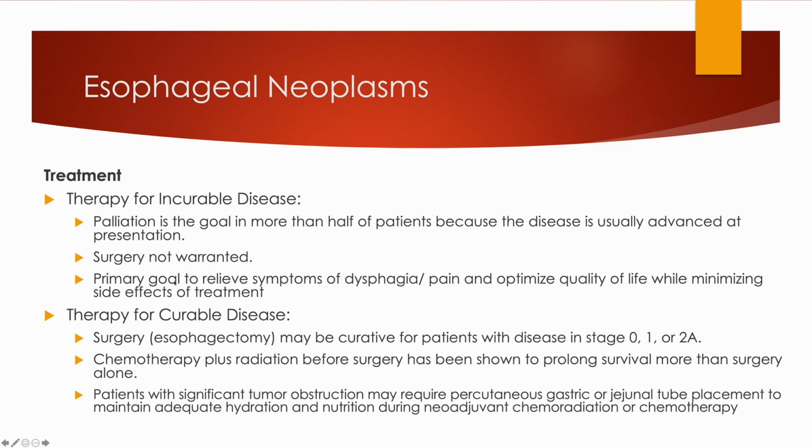Most of the time, I would say the majority of the time, palliation is the goal, because by the time the disease is detected, it's advanced at presentation. Can't do surgery on these, and primary goal is really just to relieve symptoms, improve the dysphagia pain, and optimize the quality of life while minimizing side effects of treatment. So sometimes these patients get some palliative chemo to reduce the size of the tumor, or they can get stents placed in the esophagus to help keep it open, to help them be more comfortable as their disease progresses.